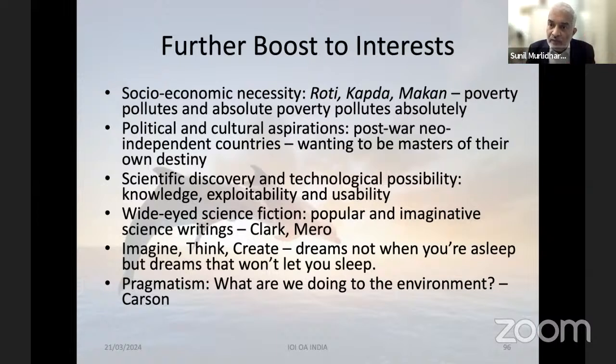But imagination is not enough. Einstein himself said, very significantly, that imagination is more important than knowledge, because knowledge at any time is limited. Imagination is unlimited. So you can have unlimited imagination, but then it has to be fed by something else. You cannot just have imagination and leave it at that. So it's got to be imagine, think, create. That's the step-by-step philosophy or process by which you can do something with your imagination.